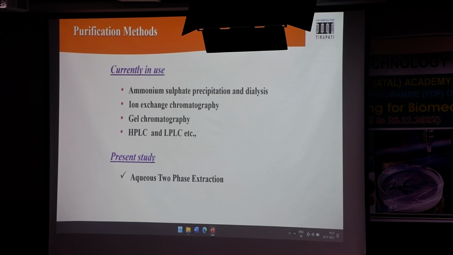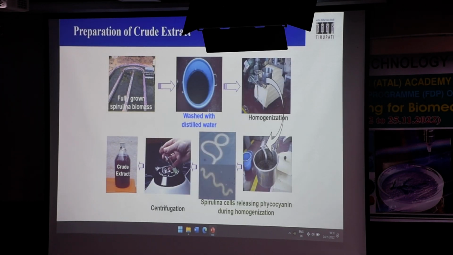The current practice is they use ammonium sulfate precipitation, then do dialysis, then ion exchange chromatography, gel chromatography, all this they will use. Whereas we tried only a single step of aqueous two-phase extraction. So this is how I was mentioning to you. This is the raceway pond, how it is cultivated. One of the biggest producers is Ballarpur Industries. They have huge plants in Rajasthan as well as Nanjangud near Mysore. So they approached us for the development of technology.